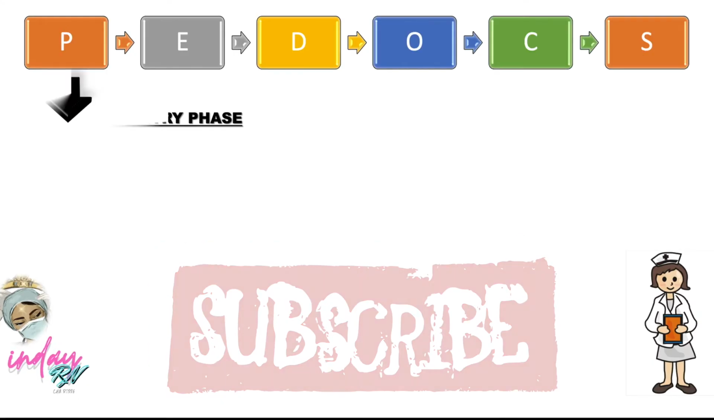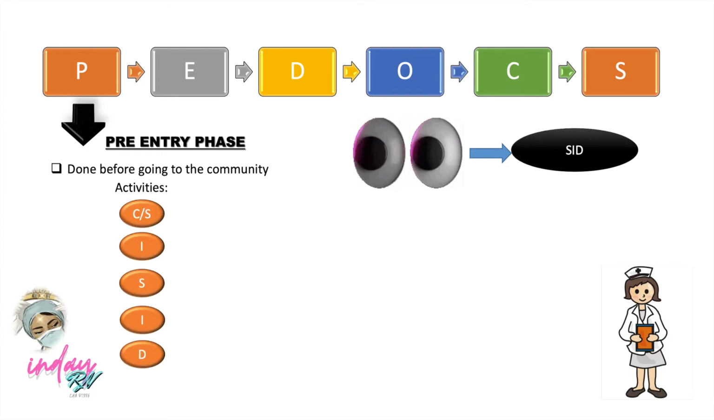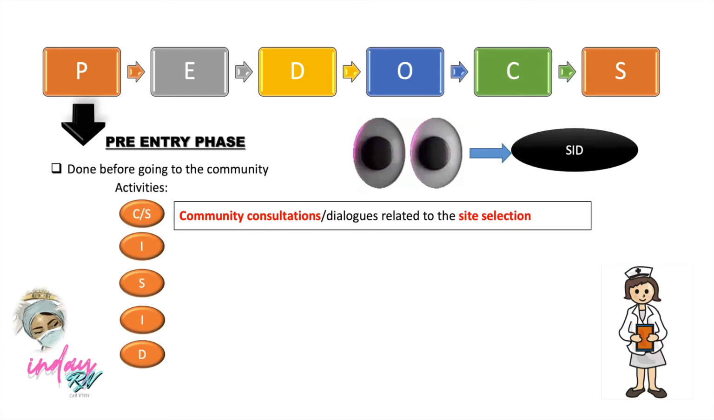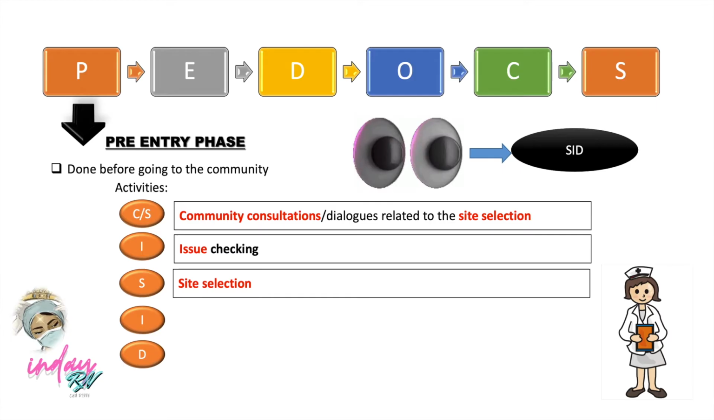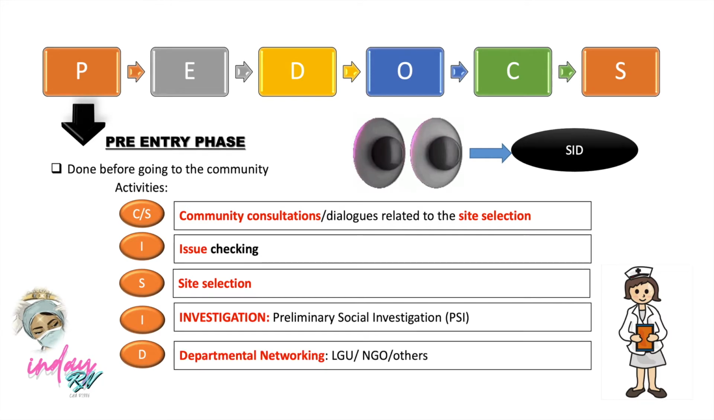The first one is the pre-entry phase. Here in the pre-entry, it is the initial phase of the organizing process where the organizer looks for communities to serve or to help. This phase is also considered the simplest phase in terms of actual outputs, activities, and strategies, as well as the time spent. In this phase, we have the activities, and there is the mnemonics C-SID. C for community consultations or dialogues related to the site selection, I for issue checking, S for site selection, I for investigation. So in here, we're doing the preliminary social investigation or the PSI. And the last one is departmental networking or connecting to LGU, NGO, and others.